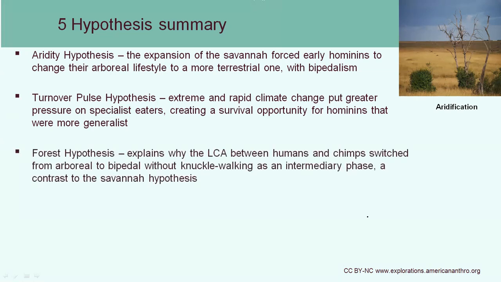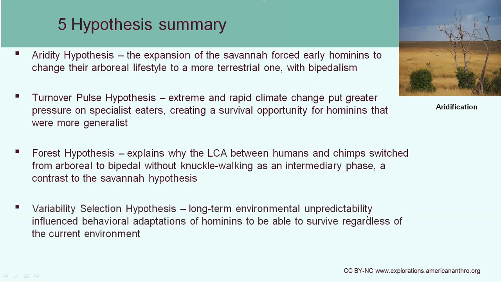The third hypothesis is the forest hypothesis, which explains why the common ancestor between humans and chimps switched from arboreal to bipedal without knuckle walking as an intermediary phase. So it's just a slight contrast to that savanna hypothesis.